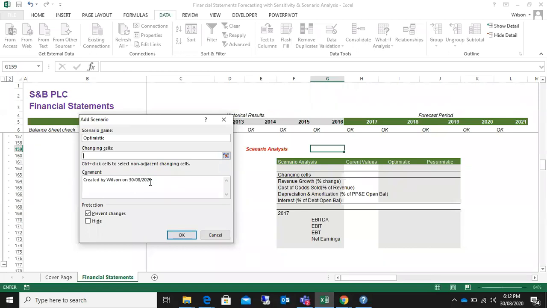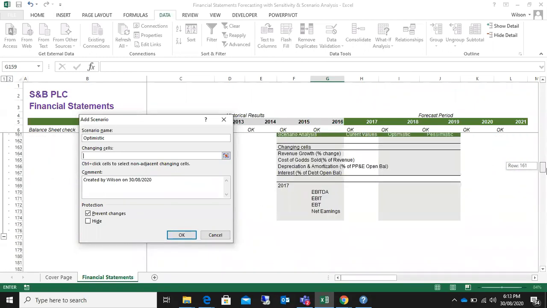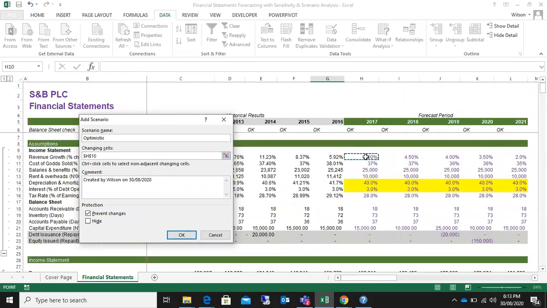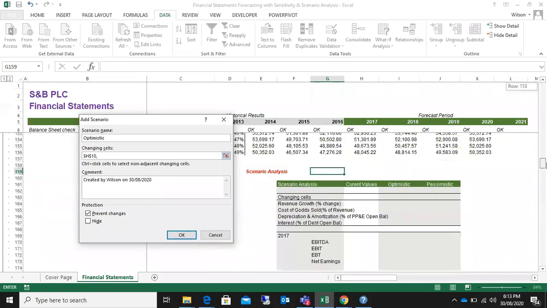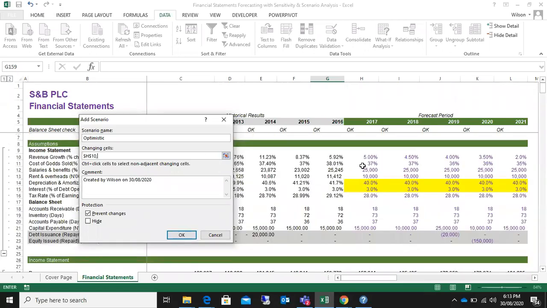All right. Now, what you now do is, you can see these are the changing cells. The changing cells are your assumptions. Okay. So, we want to pick revenue growth for 2017, so you go up and pick revenue growth for 2017, which is this. Now, after you do that, you say comma. What's the next thing we are picking? We are picking cost of goods sold. Cost of goods sold is the next one, 37%.